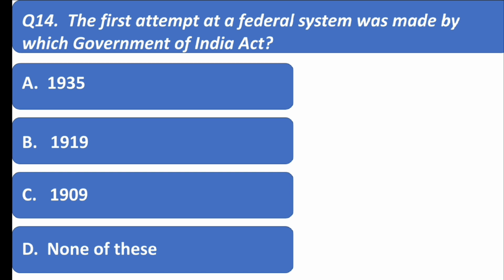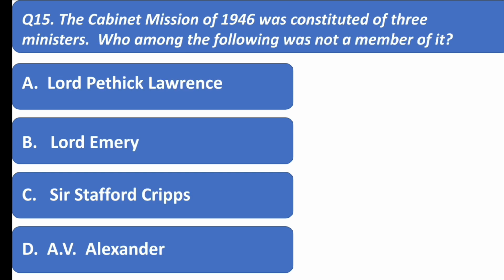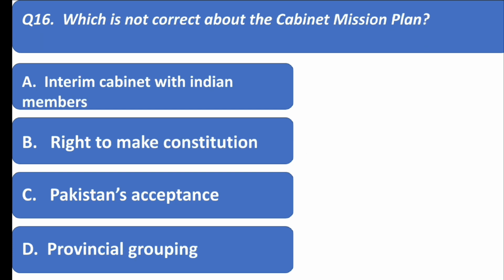The first attempt at a federal system was made by which Government of India Act? Answer is option A. 1935. The Cabinet Mission of 1946 was constituted of three ministers. Who among the following was not a member of it? Answer is option B. Lord Emery. Which is not correct about the Cabinet Mission plan? Answer is option C. Pakistan's acceptance.